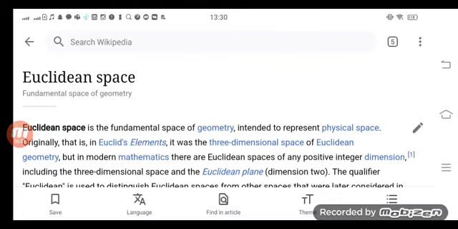Euclidean space, fundamental space of geometry. Euclidean space is a fundamental space of geometry, including to represent physical space. Originally, that is Euclid's Elements. It was a three-dimensional space of Euclidean geometry, but in modern mathematics, there are Euclidean spaces of any positive integer dimension, including the three-dimensional space and the Euclidean plane.